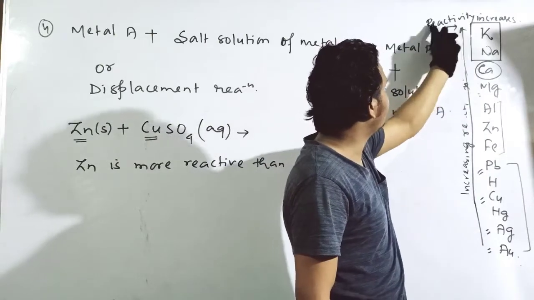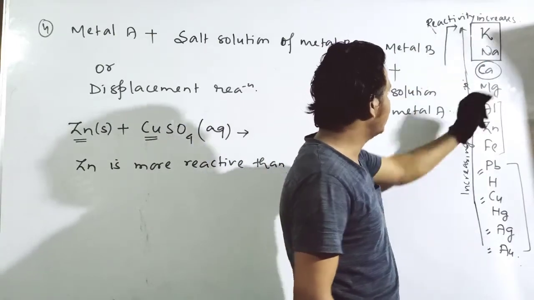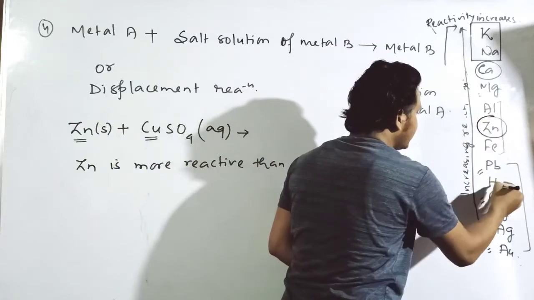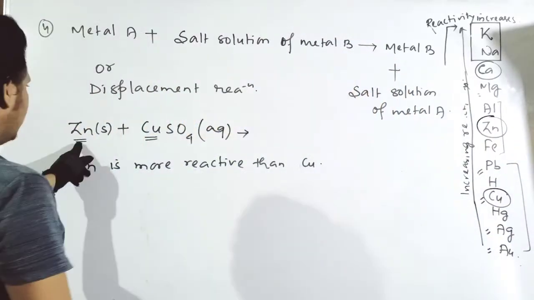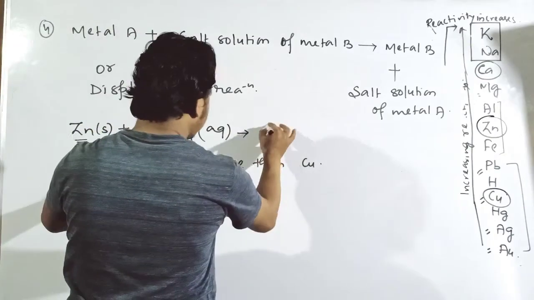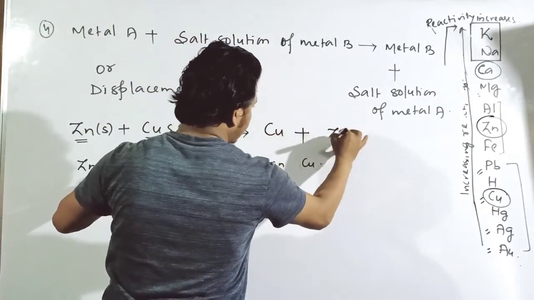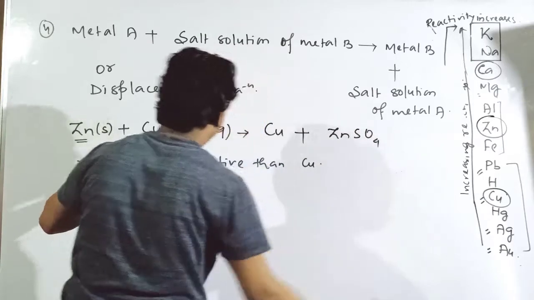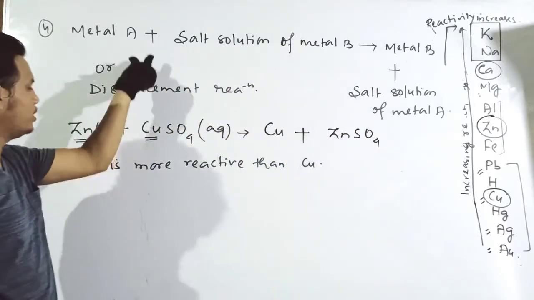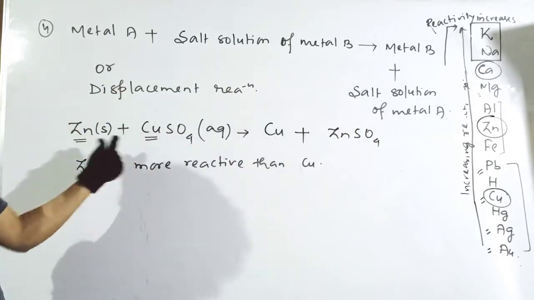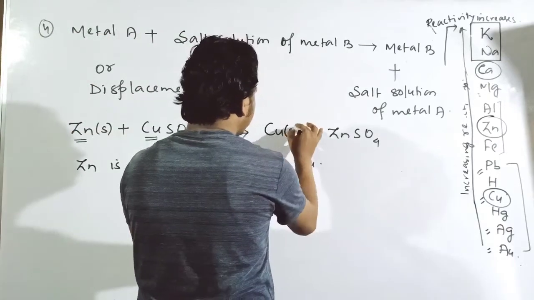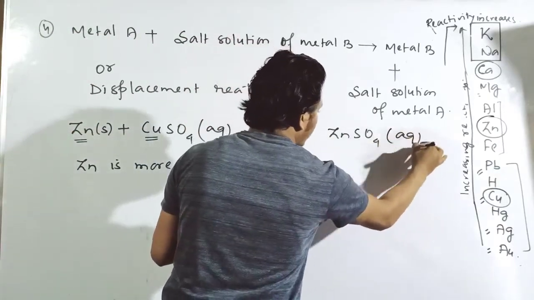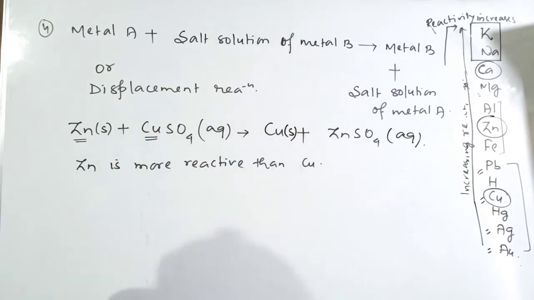See here, this is the reactivity series. If you go above, reactivity increases. Zinc is above, so it is more reactive than copper. So zinc will displace copper and zinc sulfate will form. Copper will be eliminated, and in place of copper, zinc will come. So copper solid and zinc sulfate aqueous. So this is the reaction.